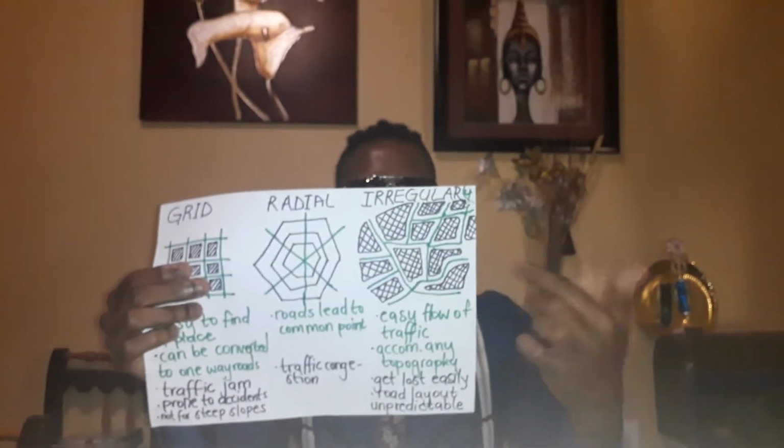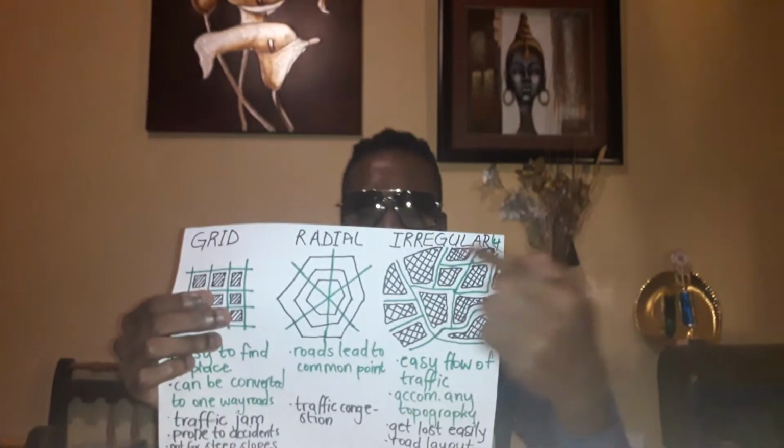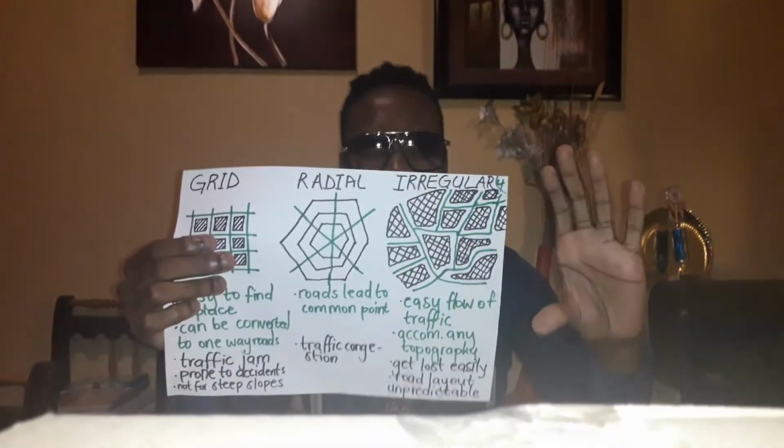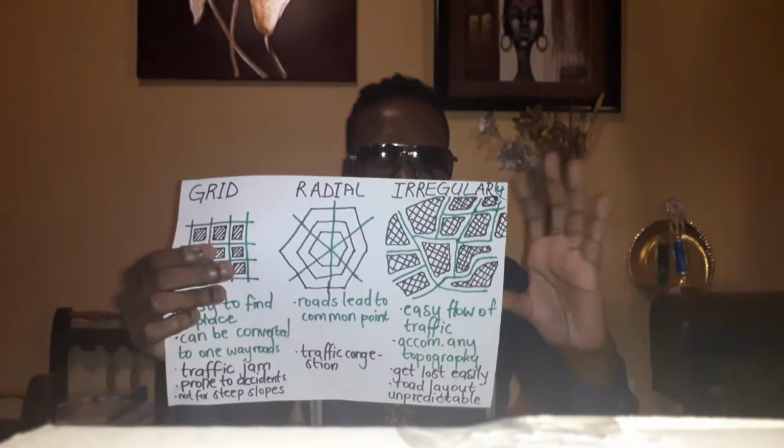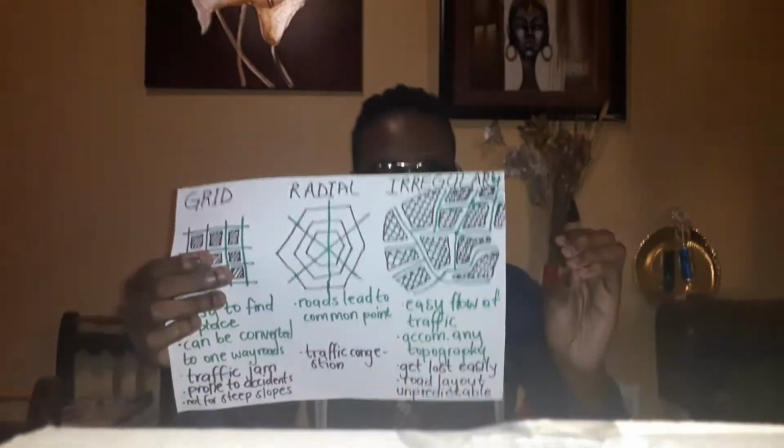The last street pattern that we have is the irregular pattern. As you can see, this pattern is irregular. There is no formal pattern of identifying this kind of street pattern. So looking at the advantages and disadvantages, the advantage of it is that there is easy flow of traffic, and also it can be built on any topography, whether the topography is steep or gentle. This kind of street pattern can be built anywhere.